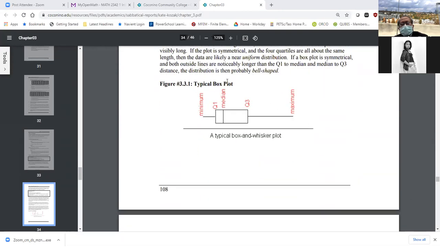So this is the typical box plot. The minimum, the first quartile, and then the median, and then the third quartile, and then the maximum. So it is like a box like this. The first line here is the minimum. The second line is the first quartile. The next line is the median, or the Q2. And then Q3, or the third quartile, is this line. And then this one is the maximum.